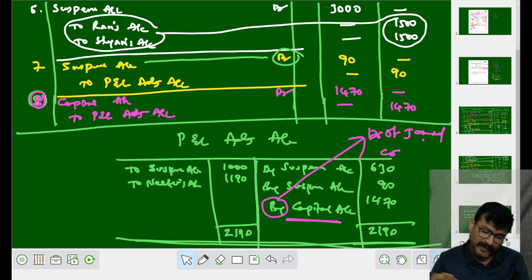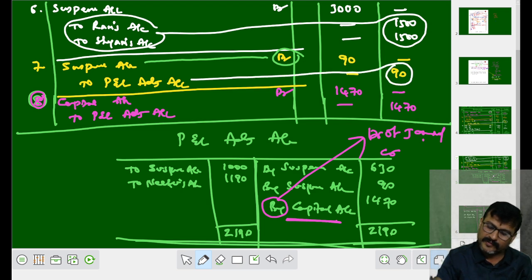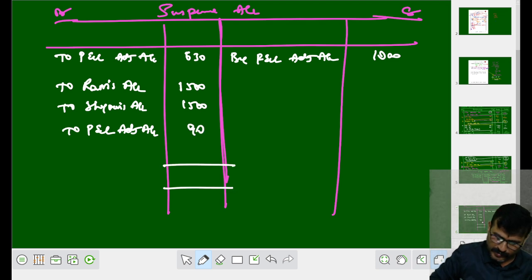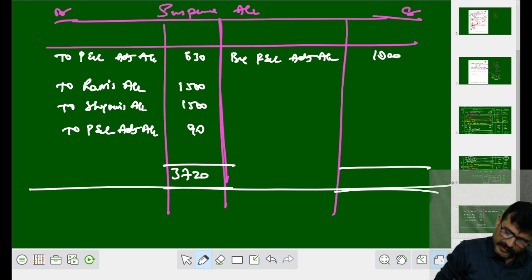Do we have, in the 7th entry, suspense account debit to P&L adjustment? Now the P&L adjustment is in the credit of journal, so it comes in the debit side with 90 rupees. Am I right? Now you close your suspense account. How much are you getting? That is 3720.